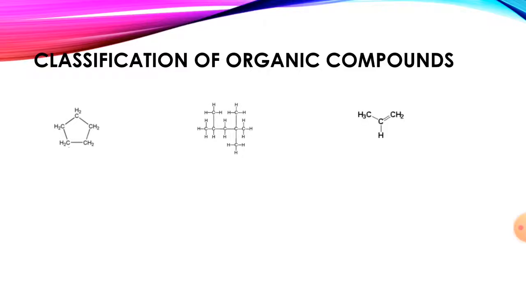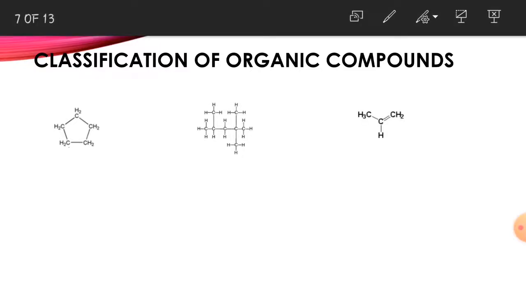Now let's look at this structure. In this structure, you may see that this is your chain. Since no other carbon atom is attached to the sides of this chain, it would be classified as a straight chain organic compound.